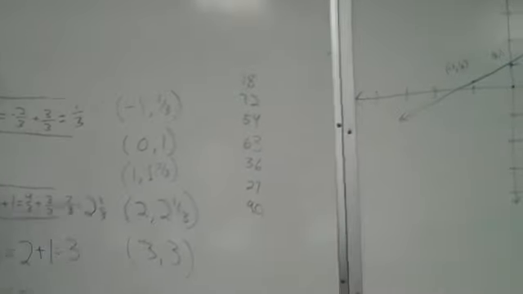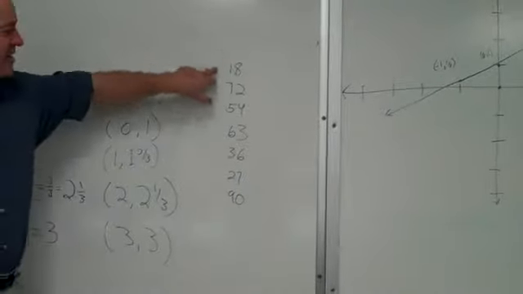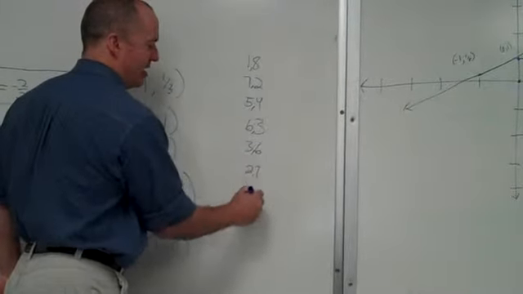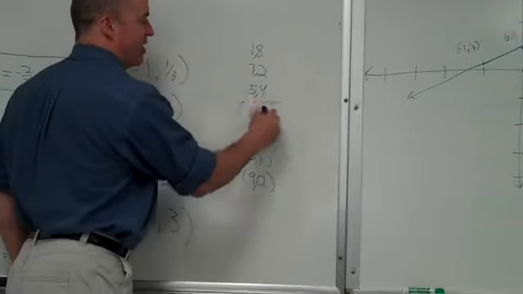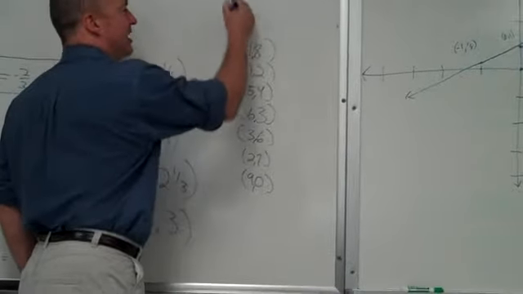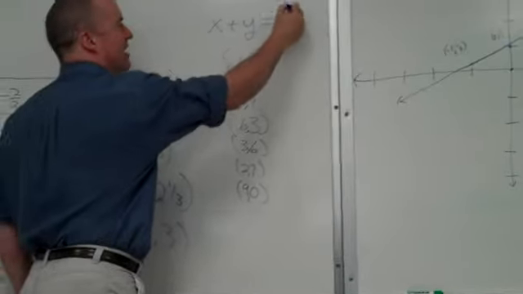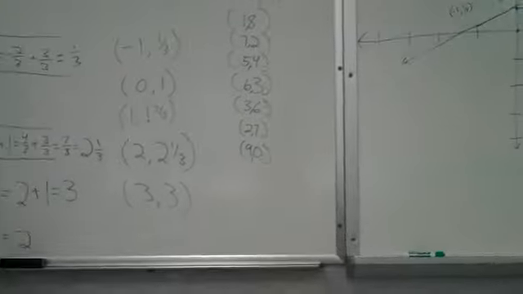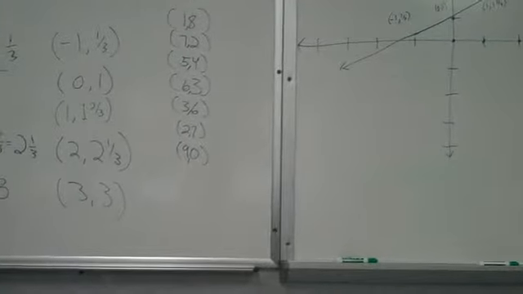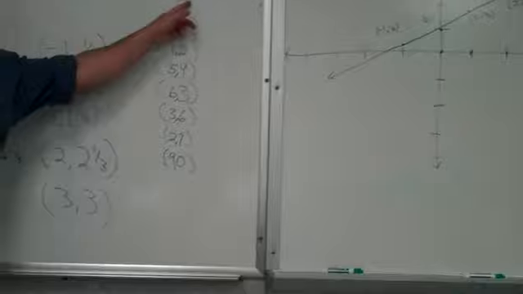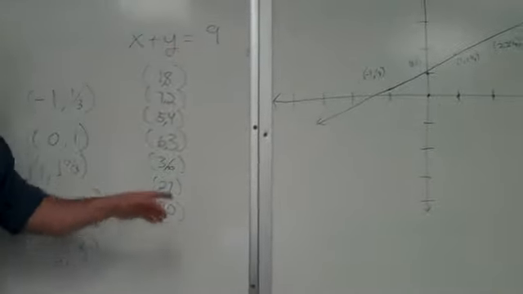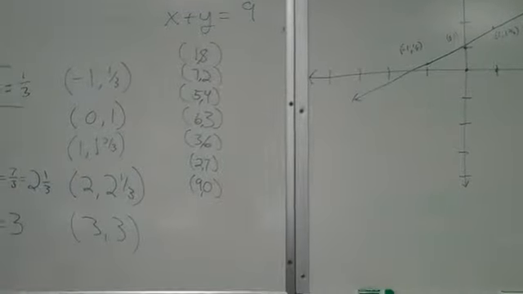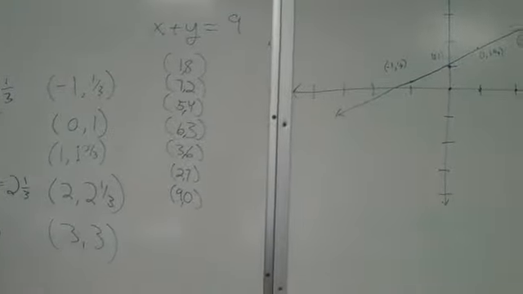The pattern to this one is if I were to make each one of these into a coordinate pair, they would all be on the line x plus y equals 9. Plugging in, if I put in 1 for x and 8 for y, I get a true statement. If I put in 9 for x and 0 for y, I get a true statement. So that gives me more of a pattern. It makes it harder to break the code.